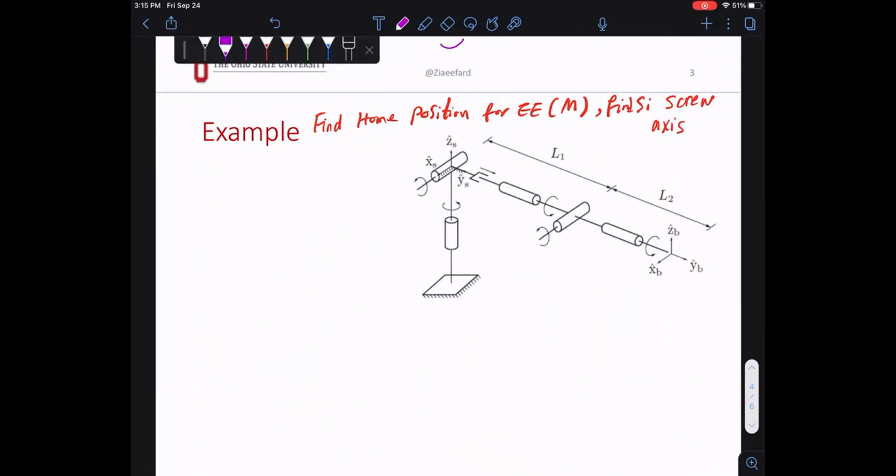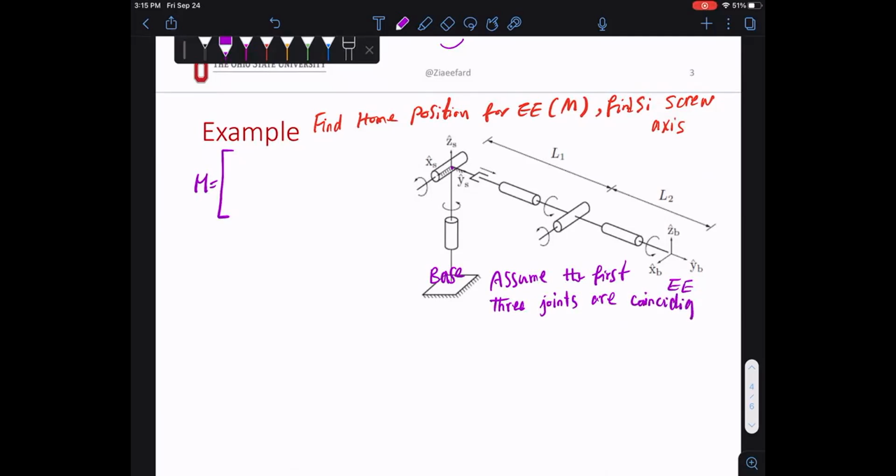Now let's find M. M is the home position. Let's say this is the home position. This is our end effector, so frame B is on the end effector. This is frame S. This is our base. And as you can see, this frame goes through the base. You can assume the first 3 joints are coinciding.